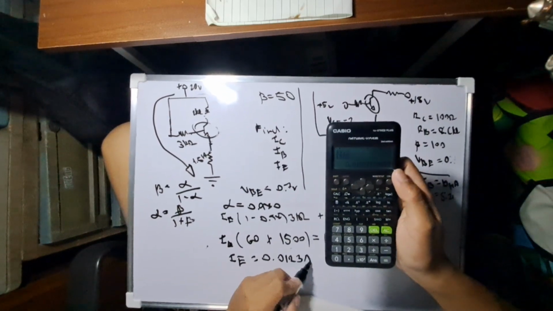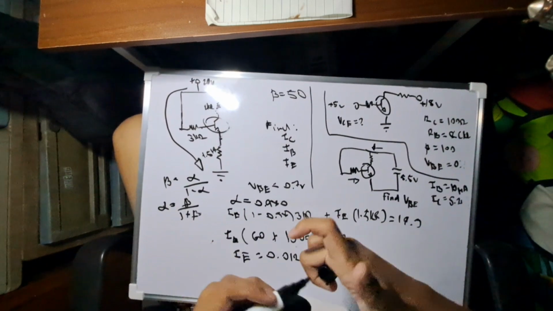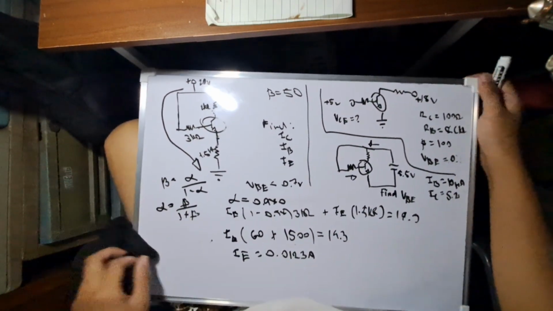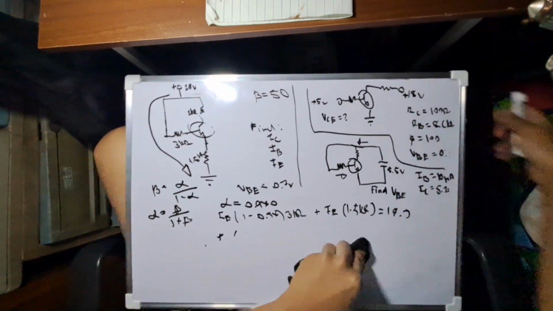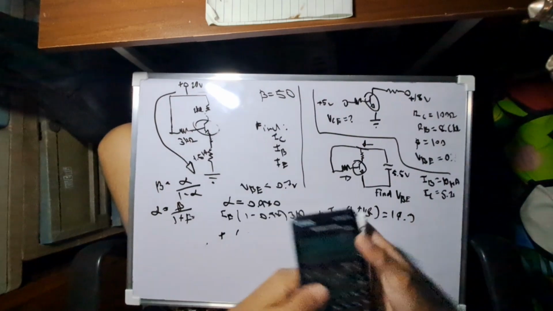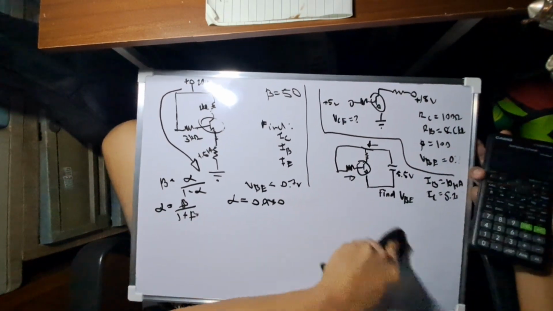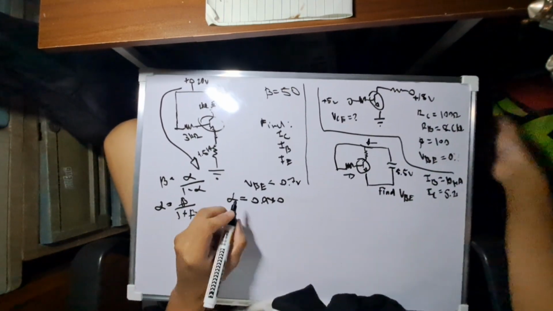0.0123 ampere. So with that in mind, may IE na tayo. And may alpha na rin tayo. So using our equation from earlier, 0.019, we can actually get already IC. Sa ginawa lang natin ito. So from one solving, we got it.